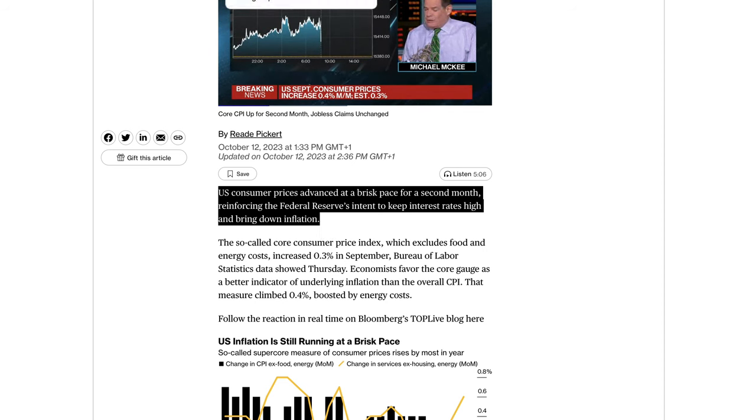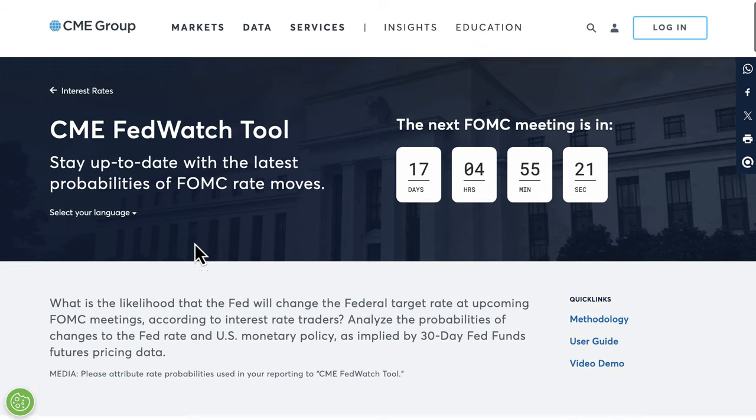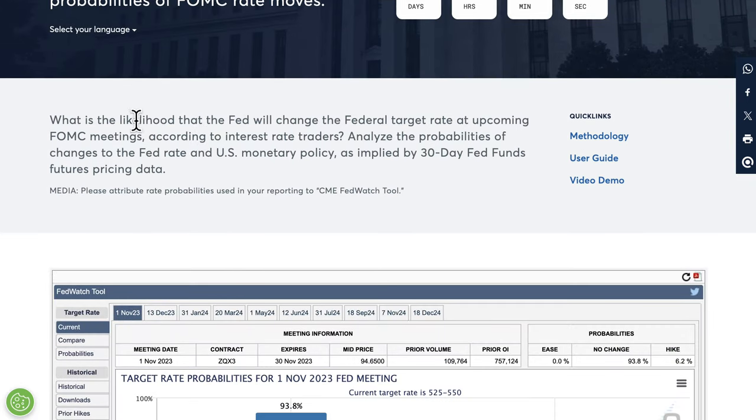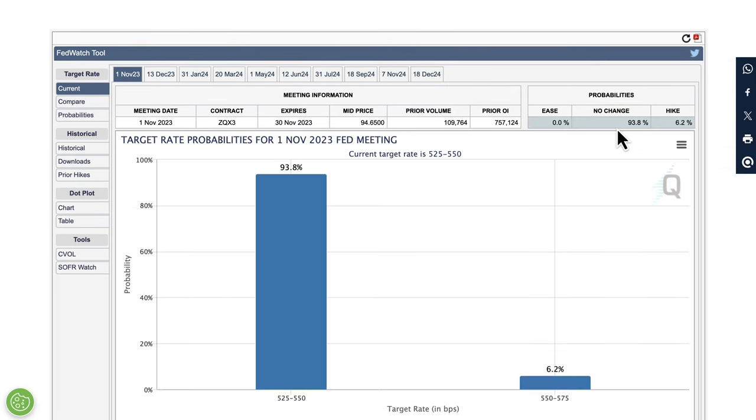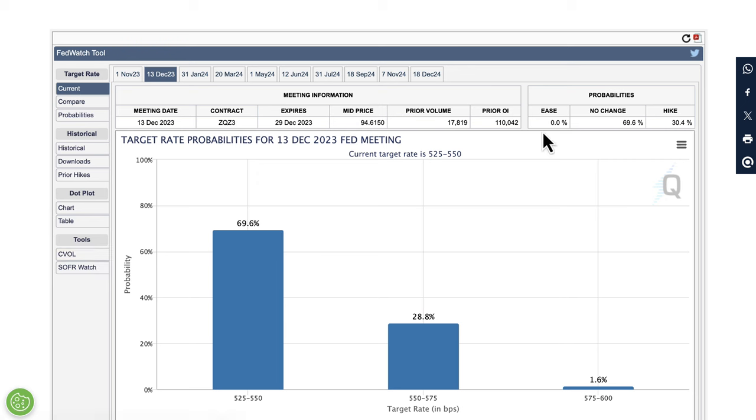If we go to the CME FedWatch tool, which basically gives you the likelihood that the Fed will change its interest rate at upcoming FOMC meetings, according to interest rate traders, November does look like pretty much a done deal in terms of no change, right? So 93% will be no change. But it's really December that is the date you want to look towards in terms of rate hikes. If the probability of rate hikes starts to increase, you're likely to see the dollar appreciate, increase in value, as the market starts to price in a rate hike.